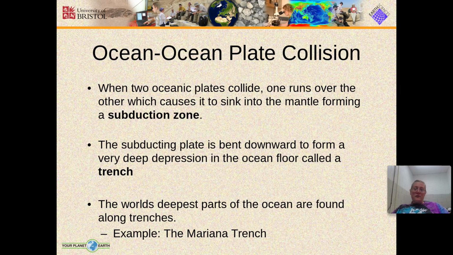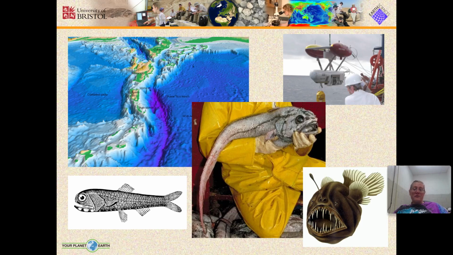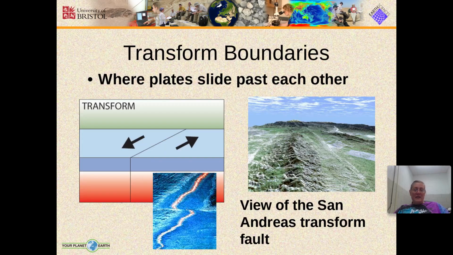When we have ocean versus ocean, both of them are dense. And so we have it coming together, and they're going to form a trench. And we get the deepest parts of the ocean at these places, like the Mariana Trench. And we get some really strange animals that live in these very deep places.